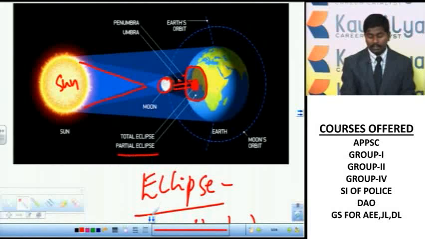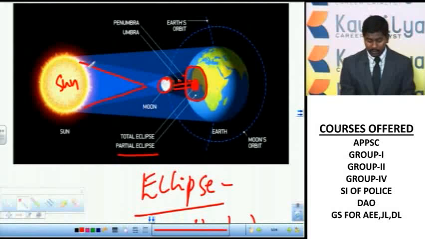That means in the case of partial solar eclipse there will be no coplanarity between the plane of the earth, plane of the moon and plane of the sun, but in the case of the total solar eclipse there will be coplanarity among the sun, the moon and the earth.